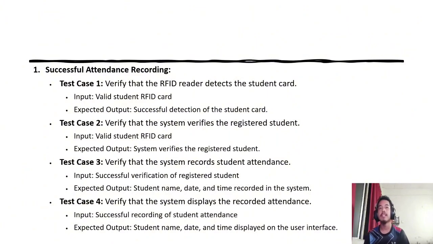Test case 4, verify that the system displays the recorded attendance. Input: successful recording of the student attendance. Expected output: student name, date, and time displayed on the user interface.